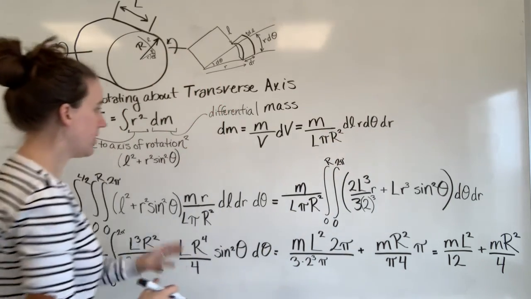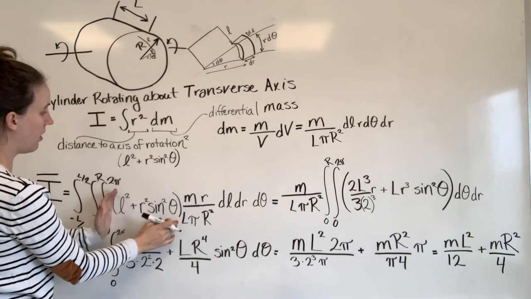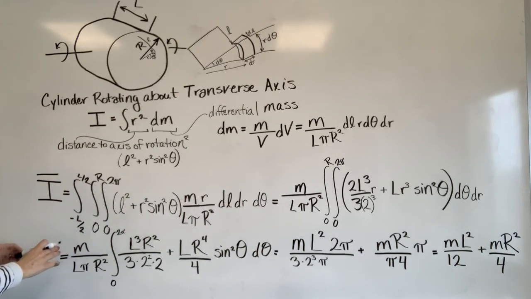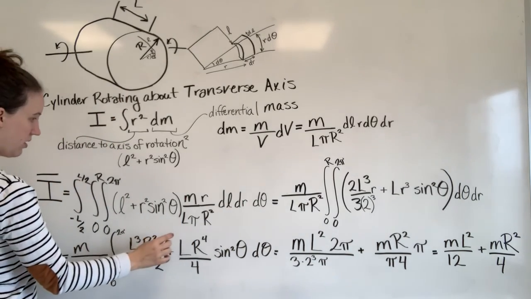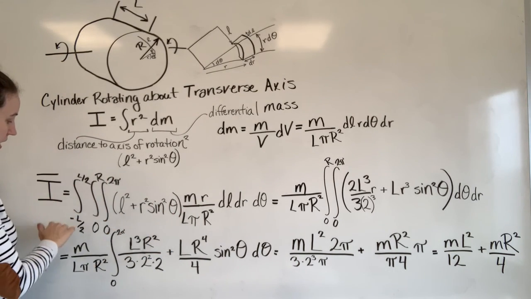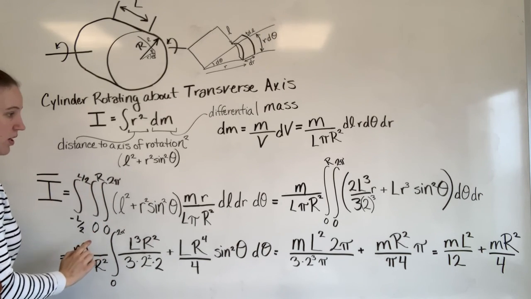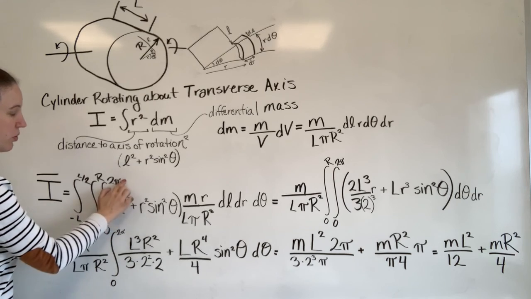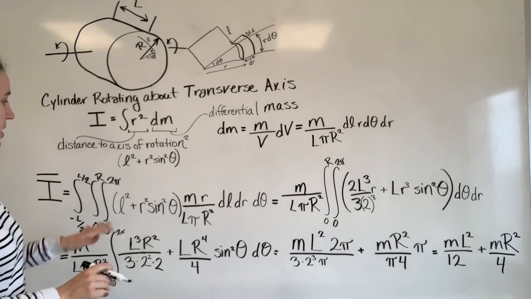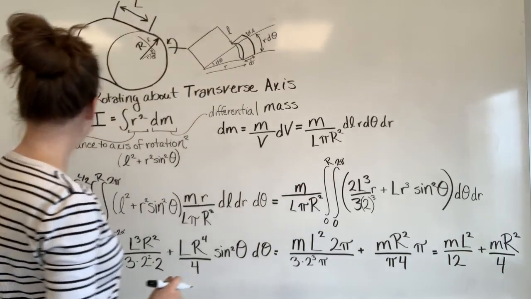Okay, so now putting it together, we take this part, put it in the r squared part, take our differential mass part here, and then make sure we get our limits of integration right. For the L term, we're going from negative L over 2 to L over 2. For r, we're going from 0 to R. For theta, we're going from 0 to 2 pi, or it's also fine to go from negative pi to positive pi. It doesn't matter.